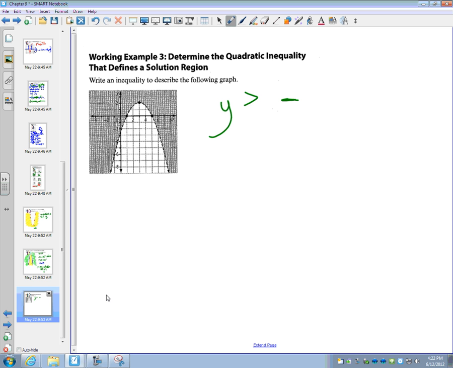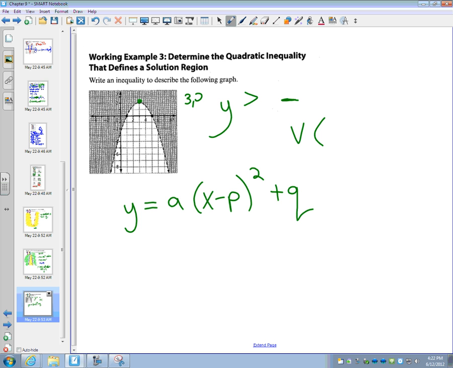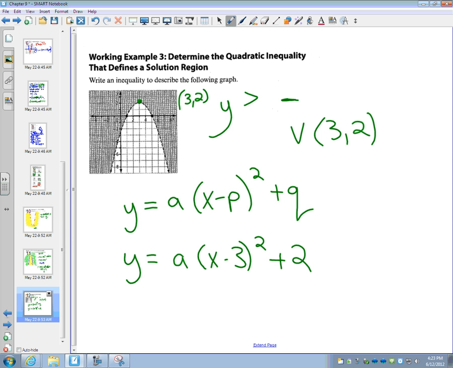And what we're going to use is vertex form. Remember, y equals a times x minus p squared plus q, where p and q were the vertex. And looking at our graph, I can see that the vertex comes when x equals 3 and y equals 2. So the vertex is 3, 2. So I'm going to sub those points in. y equals a times x minus 3 squared plus 2. So now we need to figure out a. I know a is negative, but is it negative 3? Is it negative 7?